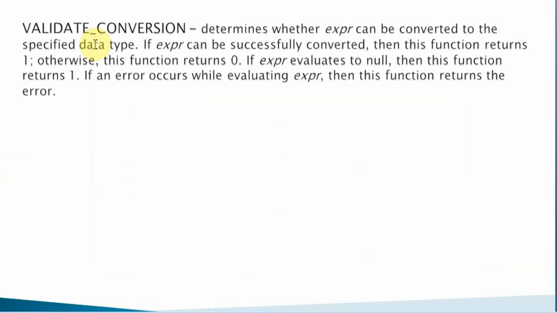Next we have the VALIDATE_CONVERSION function, which determines whether an expression can be converted to a specified data type or not. If the expression can be successfully converted, then this function returns 1, otherwise it returns 0. If the expression evaluates to null, then this function returns 1. If an error occurs while evaluating the expression, then this function returns the error.